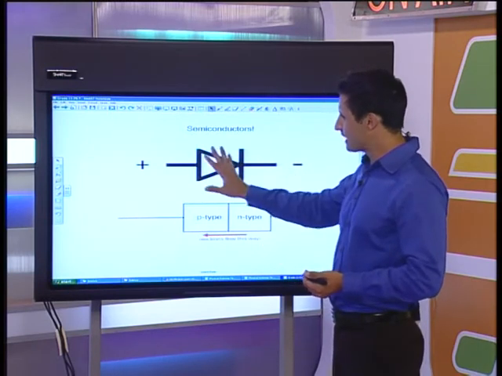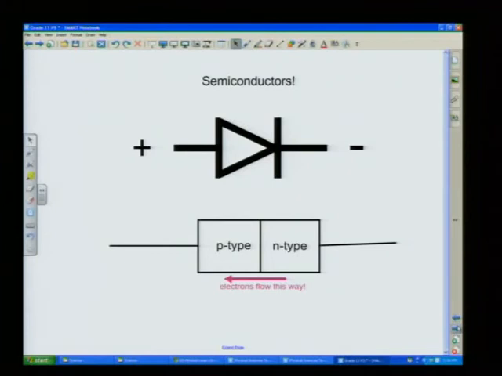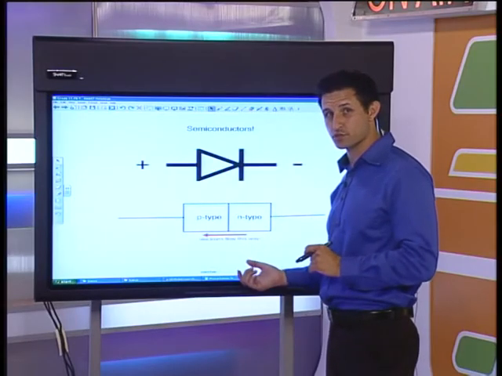Okay, so I've got my diode, I've got the symbol in front of me. I've put a plus on one side and a negative on the other side. Now, the way that I've connected it will allow electricity to flow. So this means that the valve is open, there is current flowing, and electrons are moving in the direction that I've shown you on the screen.